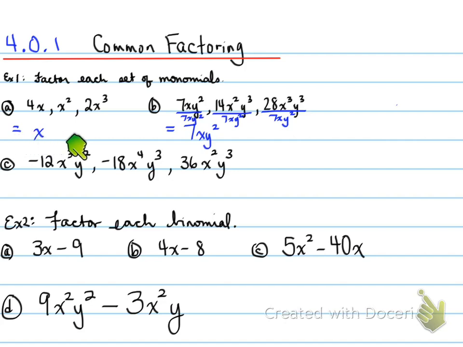Let's look at the next example. Negative 12x cubed y squared, negative 18x to the 4 y cubed, 36x squared y cubed. What can I take out of all of these? Some of you might be thinking, well, we can take out a 2 out of all of these. And you'd be right, but I could think of a bigger number. Some of you might be saying 3. I can take out 3 out of all of these, and yeah, you'd be right, but it's still not big enough.